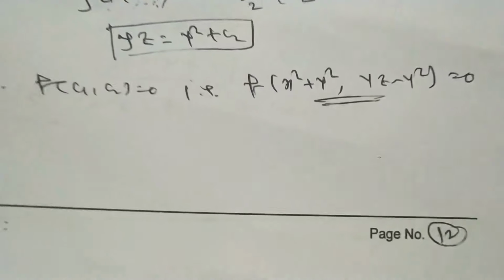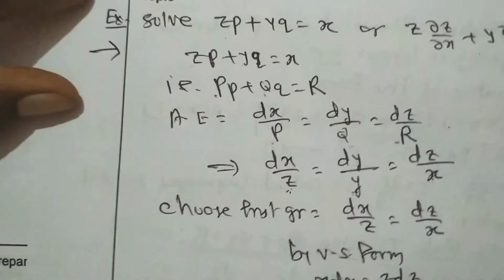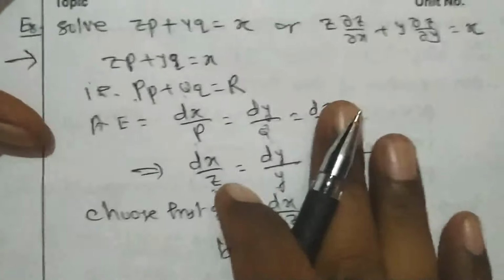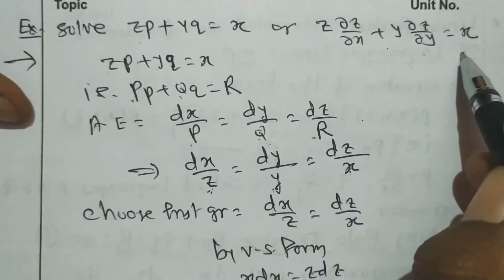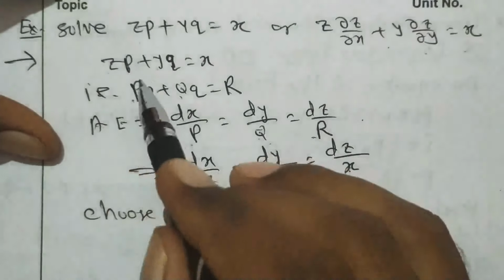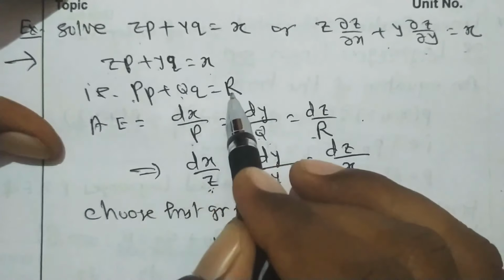Now the next problem is, solve zp plus yq is equal to x, or we can write this as z into del z by del x plus y into del z by del y equal to x. So how do we solve this again? zp plus yq equal to x, given that is Pp plus Qq is equal to R.